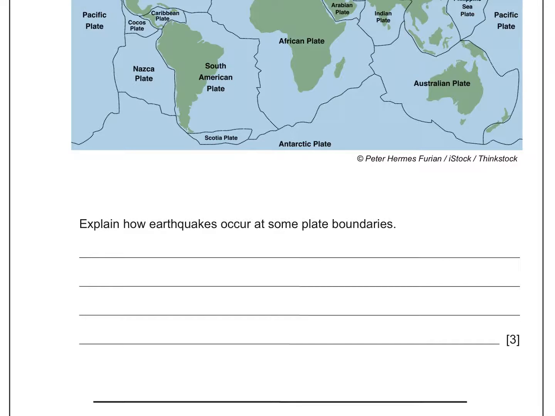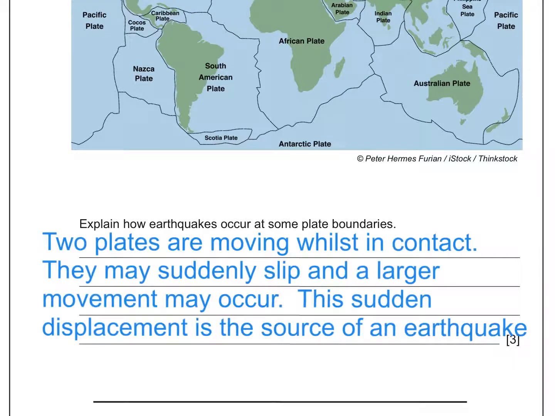So the plates are moving relative to each other, and then they slip and judder past each other, and that's what causes the sudden movement that travels out as waves and creates an earthquake. So we have 2 plates moving whilst basically rubbing against each other, and what happens is that they may judder and suddenly there's a slip and a larger movement may occur, and this sudden displacement of them relative to each other is the source of the vibrations that cause the earthquake.